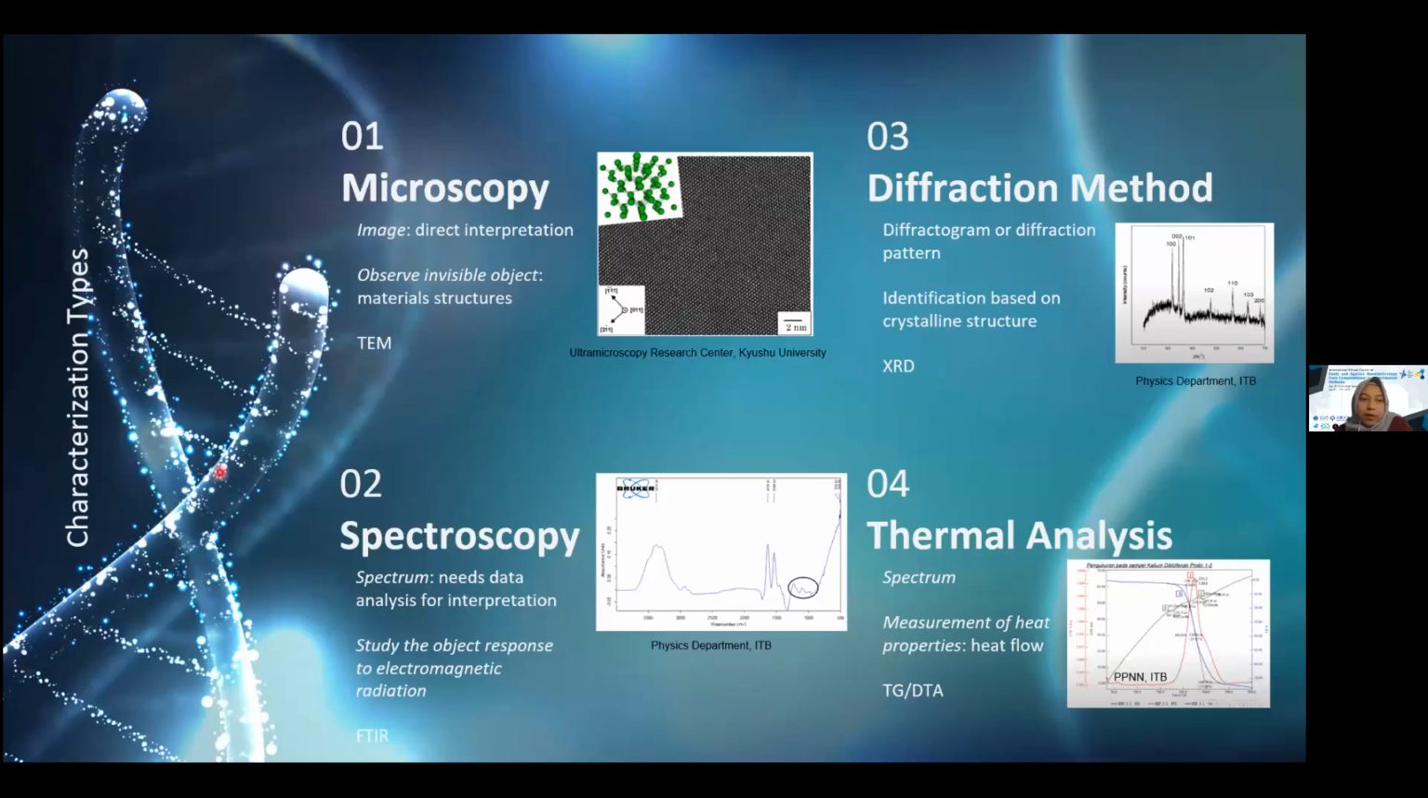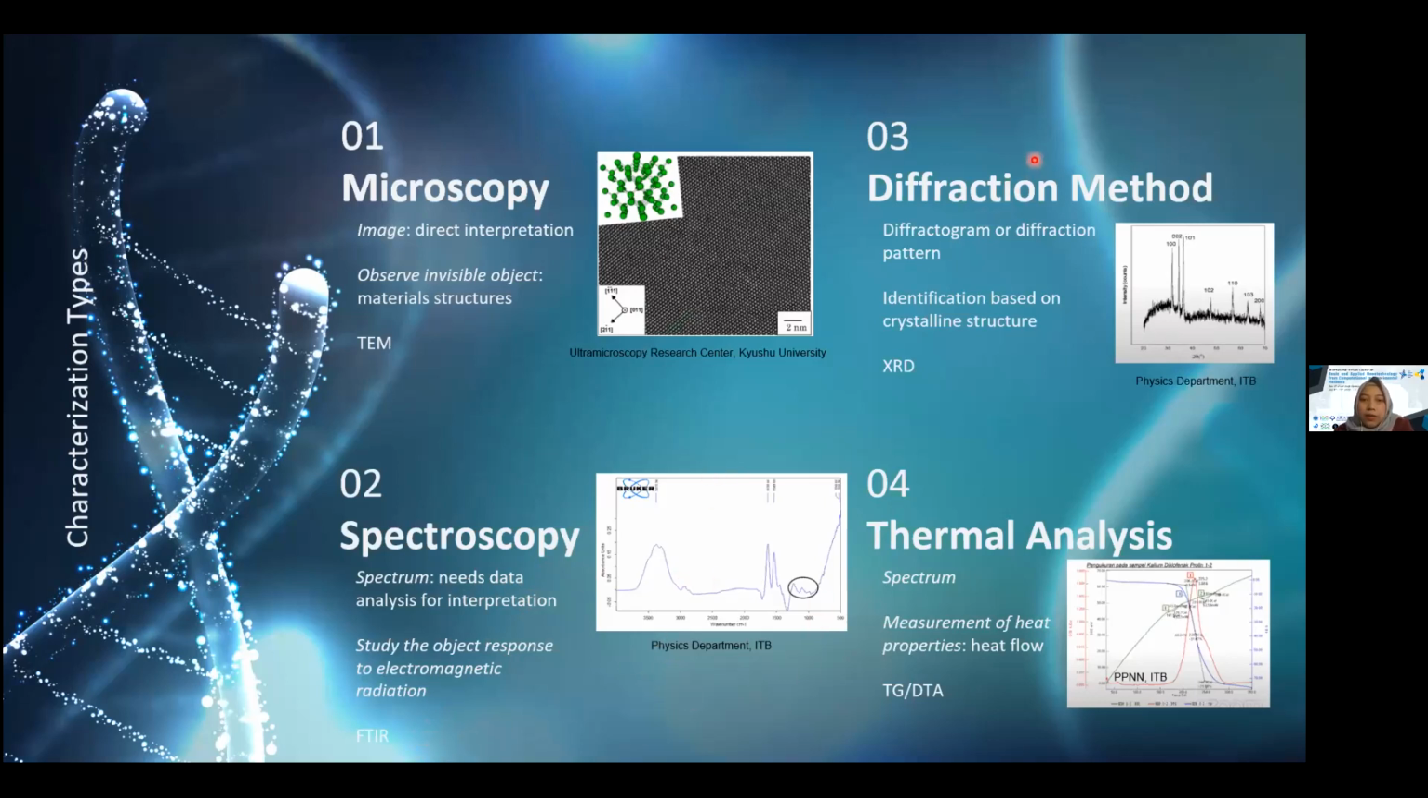And yesterday, Dr. Damar categorized the characterization devices into four. The first one is microscopy, where we can observe invisible objects, for example the material structures. As a result, we get an image, which can also be directly interpreted. One example device is the TEM. The second one is spectroscopy, where we study the object's response to the electromagnetic radiation given. As a result, we get a spectrum that usually needs further data analysis for interpretation. The example of the device is TM, and this is the result.